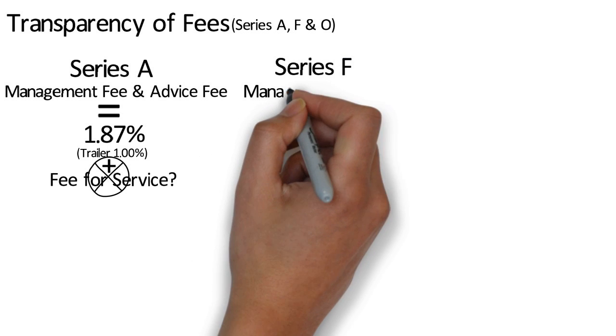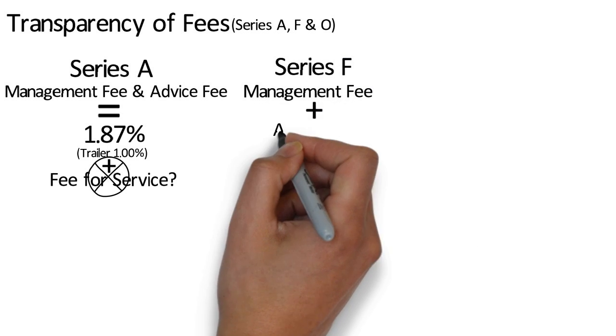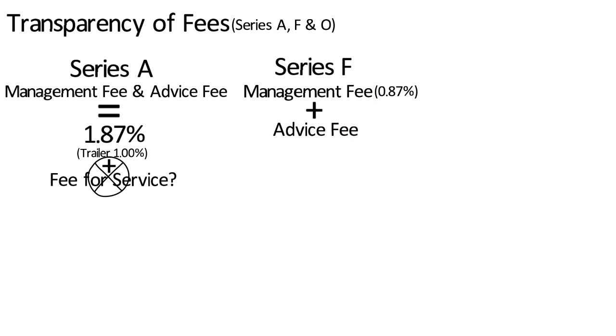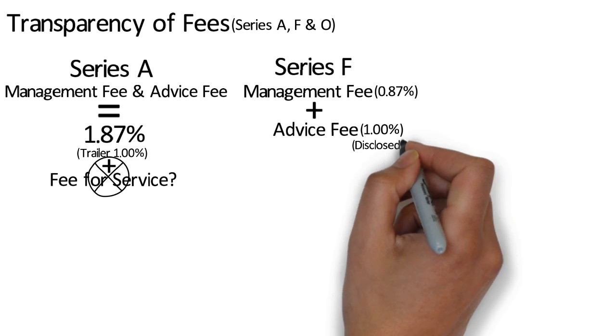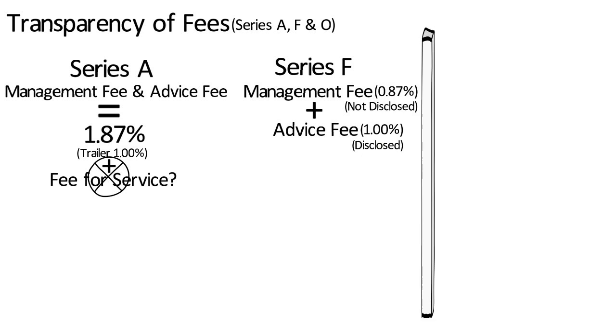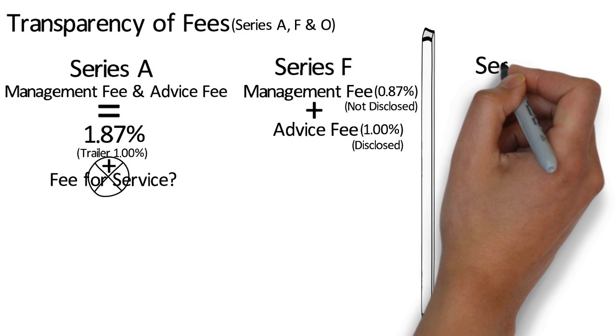Series F separates the management fee and the advice fee, also known as the fee for service. For example, 0.87% for management fee, and the broker charges an advice fee separately for 1%. The F series is becoming more common as brokers move to fee for service models. Please be aware that CRM2, the new regulation forcing more transparency and disclosure, only requires that the fee for service or advice fee be disclosed, not the management fee, or the 0.87% in this example. This can be found in fact sheets or by asking the question directly.